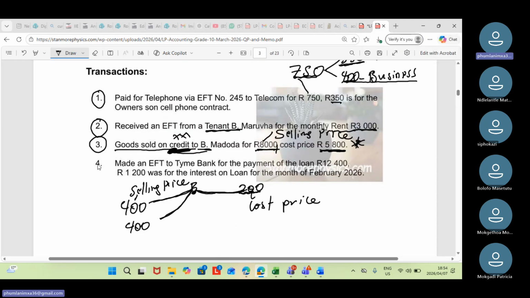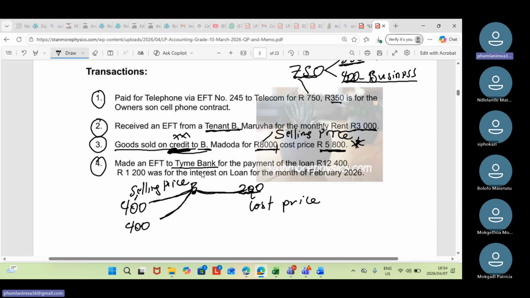All right, number 4, what transpired, what happened? Made an EFT to Time Bank. Who is making an EFT, guys? We are making an EFT to Time Bank for the payment of loan. Which means now our business, we borrowed funds. We took a loan from Time Bank, but now we're making a payment. We're paying our loan.